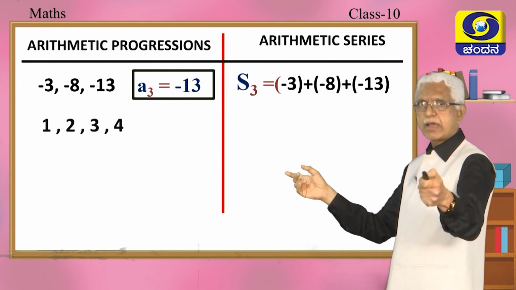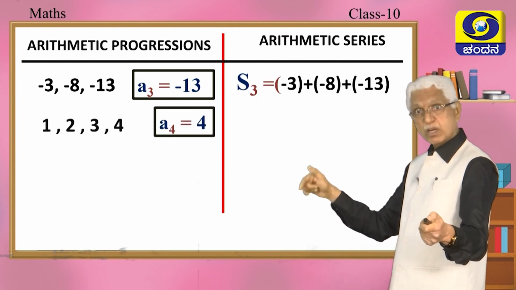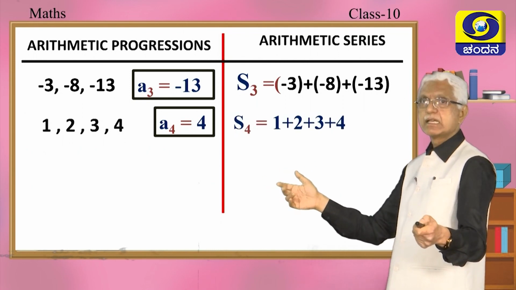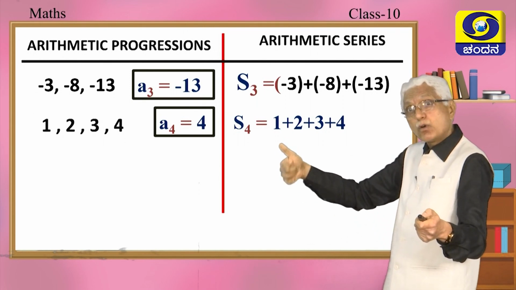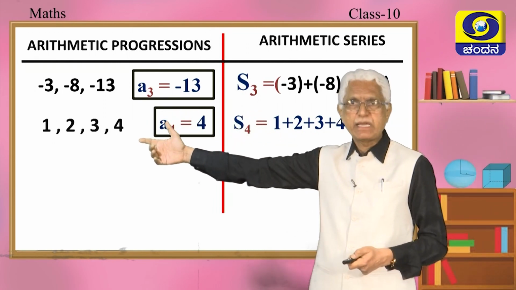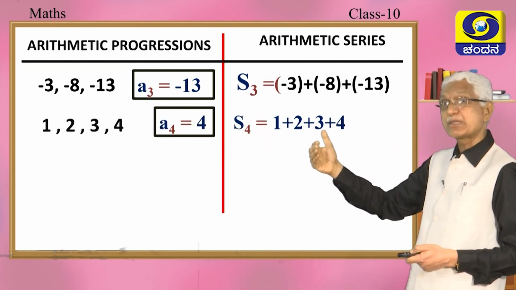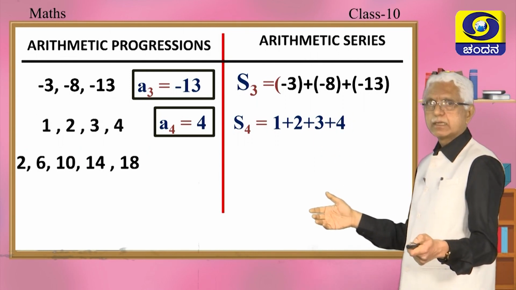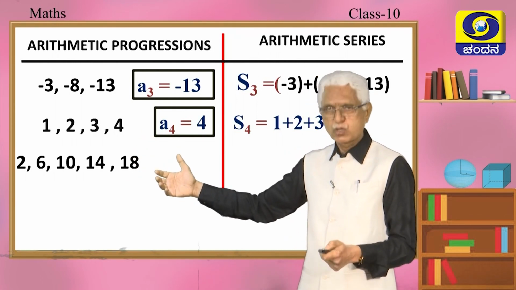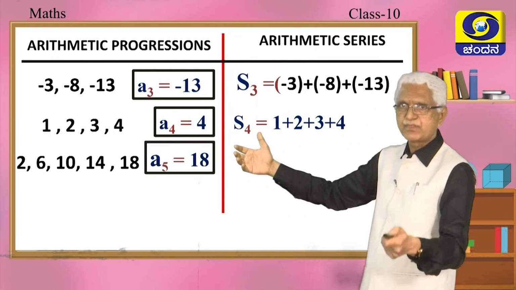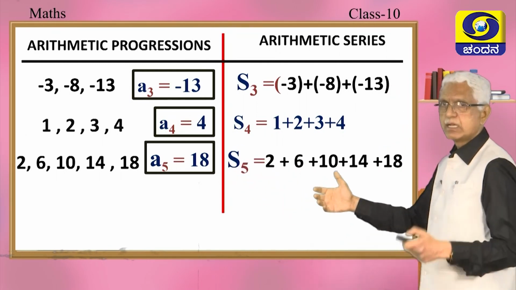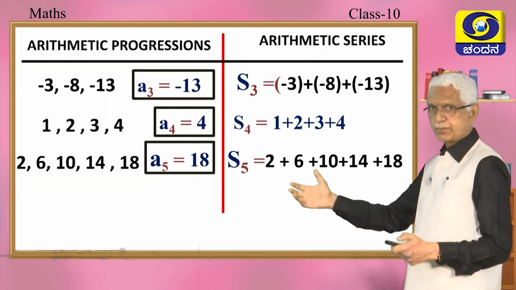Similarly, come back this side, you have an AP 1, 2, 3, 4. And the 4th term is A4, A4 is 4, the 4th term. Come to the other side, you want to find the sum of these 4 terms. Left hand side you have an AP, right hand side you have an arithmetic series. Okay, that's good. Again, one more example, 2, 6, 10, 14, 18 is an arithmetic progression, and 18 is the 5th term in that, and now we are trying to find out the sum of all the 5 terms, right? 2 plus 6 plus 10 plus 14 plus 18.